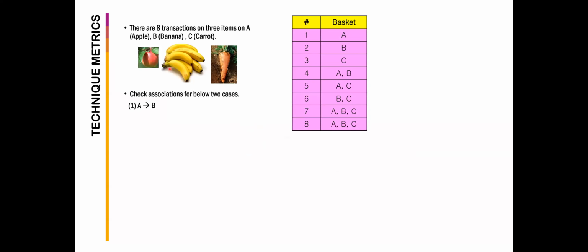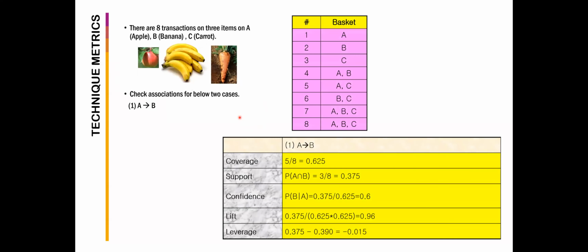Let's say we have 8 transactions among 3 items, and we want to look at rule A→B. Okay, so if we look at the formula again, we have the coverage. We have 5 baskets containing A. So 1, 2, 3, 4, 5. For support, how many baskets have both A and B? So there's actually 3. So 1, 2, and 3. Okay, so 3 out of 8, so 0.375.